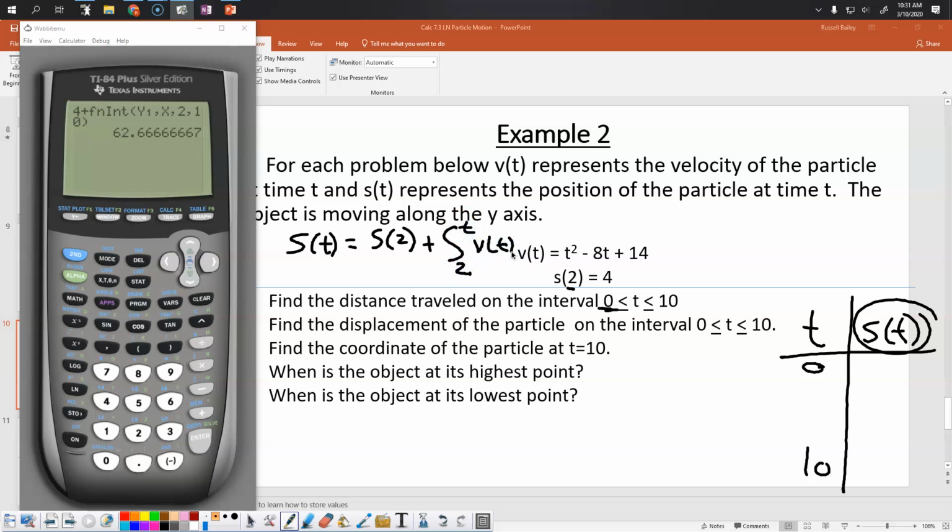So if that's my function for s, now this is just a number, it's 4, right? If I want to find the derivative of this, what happens to the 4? Gone. And what happens to this? It's just v of t. So s prime of t is v of t. And we want critical values. That's where this thing equals 0 or where it is undefined.